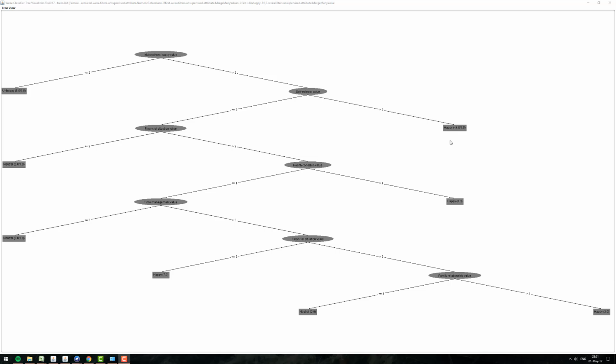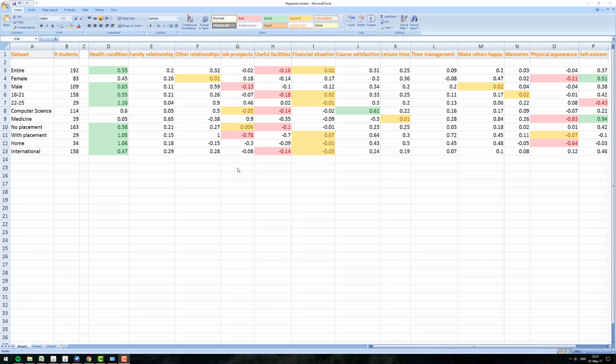This reinforces the results from the linear regression model, where make others happy and self-esteem were two of the most important factors for determining the overall happiness of a female student. Finally, let's take a look at all of the results collected through the use of these algorithms. This table shows the individual importance of each of the 13 happiness factors towards the overall happiness level of a student from different groups, such as female, male, UK students, or international students. This fulfills the first objective of the project.